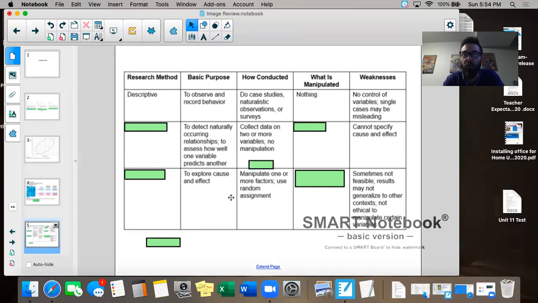In this case, what are we manipulating? We're not manipulating anything. We're just looking. We're just looking to see. There's no control. There's nothing messing with the variable. And this weird thing, it's not going to be great, because, you know, if you've got a case study of one, that doesn't necessarily generalize to everybody.